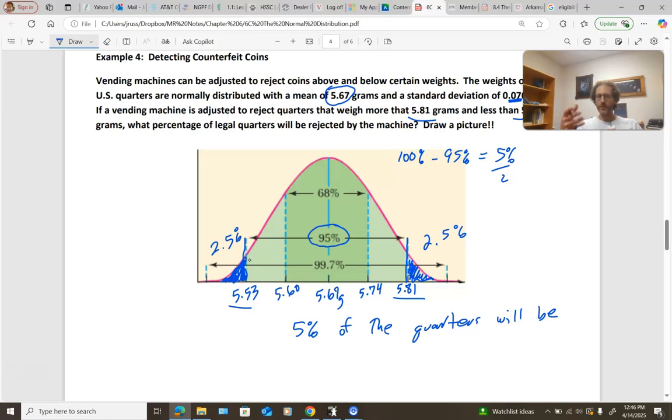Because of the manufacturing process and everything, we can't expect that a quarter would weigh the same every single time. There's always going to be variation in our data. And there's variation. It may be very slight in the weight of quarters or coins. So 5% of those quarters are going to be rejected. Okay?